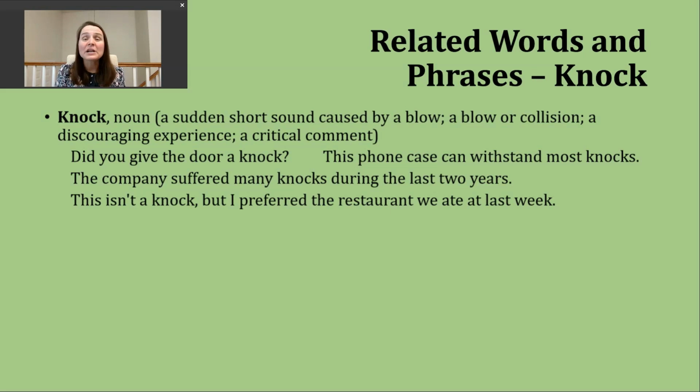A second way you'll hear this noun used is just to refer to sort of any blow or collision. An example of this: this phone case can withstand most knocks. Okay, so people dropping it, maybe running into, colliding with something, right? It's not going to break the phone. Or this case, I guess, is going to protect it from any damage.